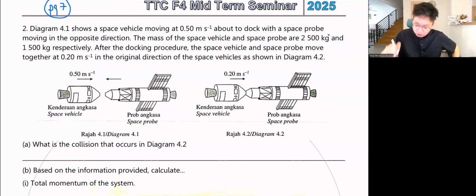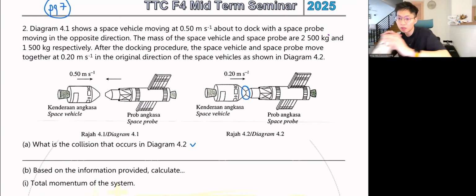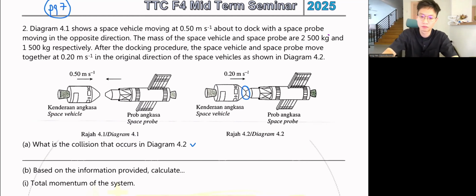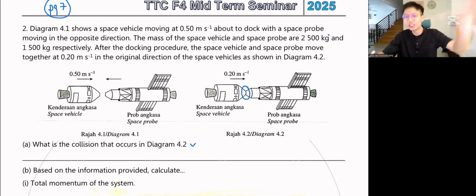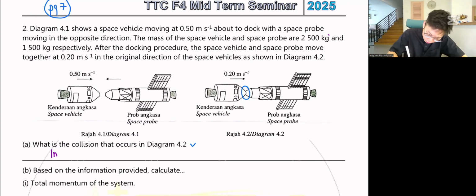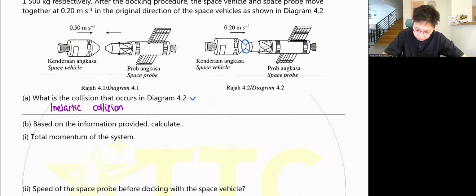First question: what is the collision that occurs in 4.2? Can I give you some tips? Look, they stuck together already. So the collision is what? Because they stick together, they will share the same final velocity, right? So my answer will be, it will be an inelastic collision.